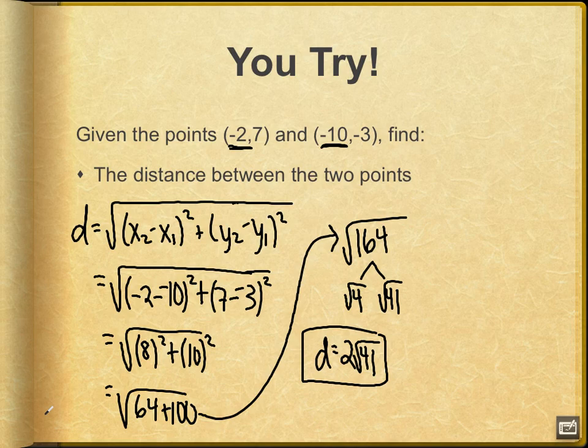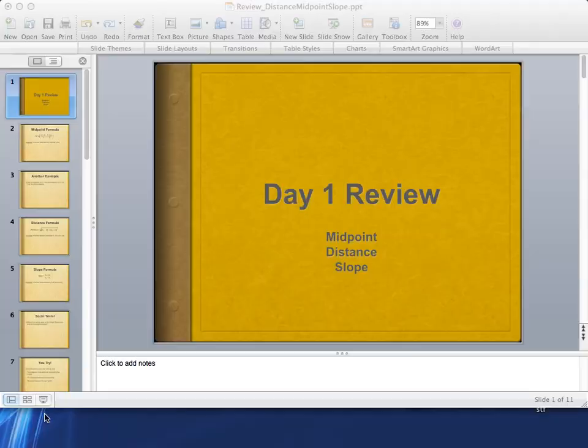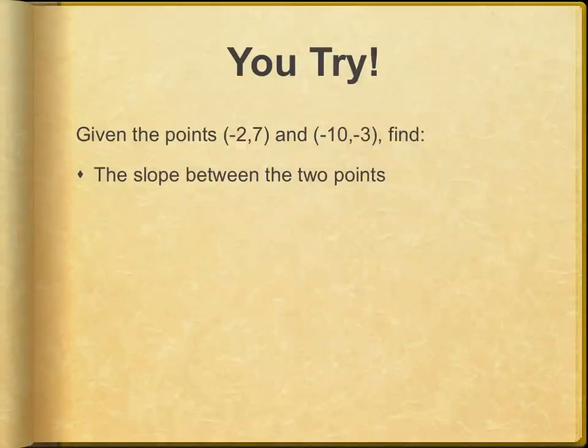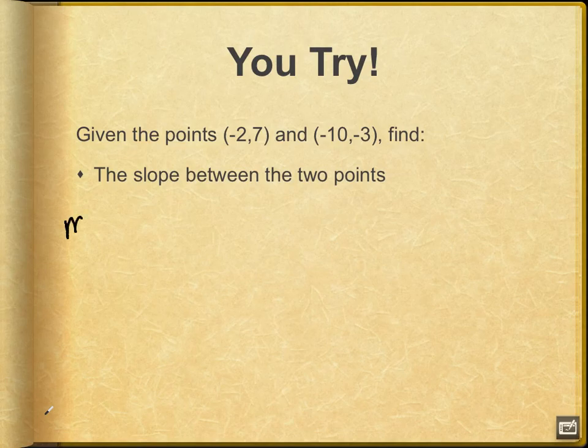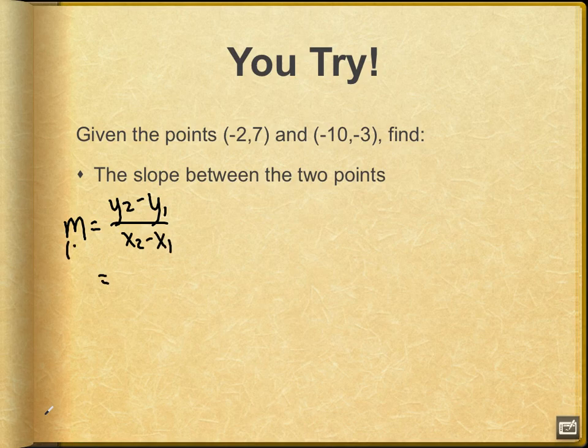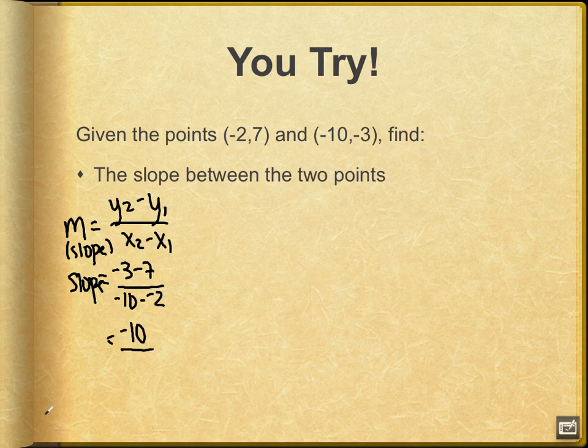Okay, so we're almost finished. Let's just go through slope really quickly. Okay, find the slope between the 2 points. M is the symbol for slope. It's y2 minus y1 over x2 subtract x1. I'm going to write slope so we don't get it confused with midpoint. Okay, so I'm going to do negative 3 subtract 7 over negative 10 subtract negative 2. Negative 3 subtract 7 is negative 10 over negative 8. And that simplifies to 5 over 4.